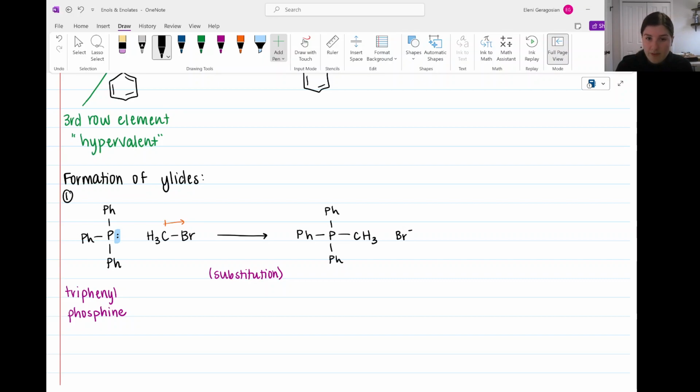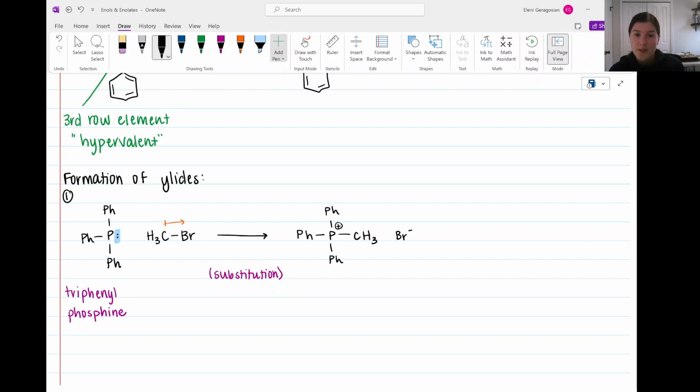In this case, phosphorus with 4 bonds has a positive charge. Phosphorus is in the same column as nitrogen, so it has similar formal charges as nitrogen would. So with 3 bonds and a lone pair, it's neutral. With 4 bonds, it is positive.